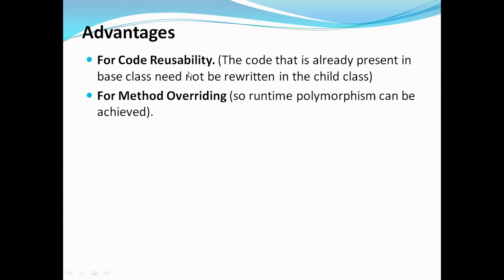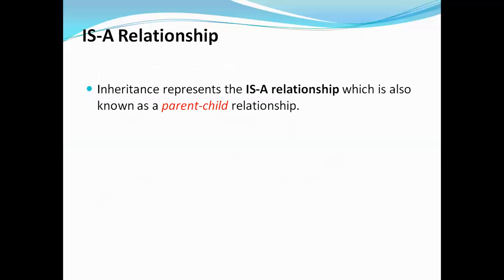That is code reusability. The other one is method overriding. It means we can have the same method, or a method with the same name, in the parent class and child class. That is, we have method overriding also. So these are the two major advantages of inheritance.